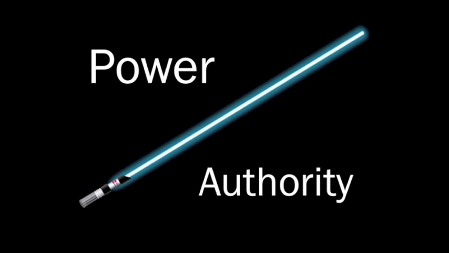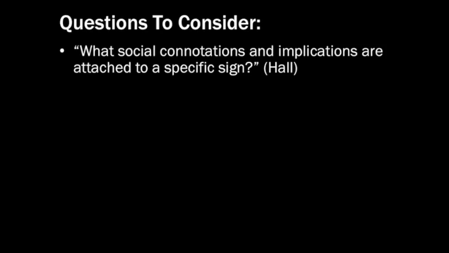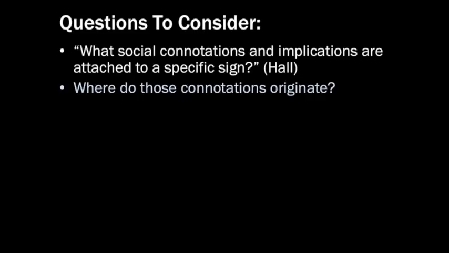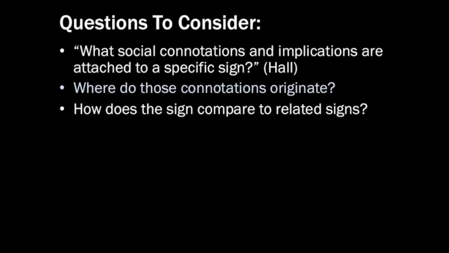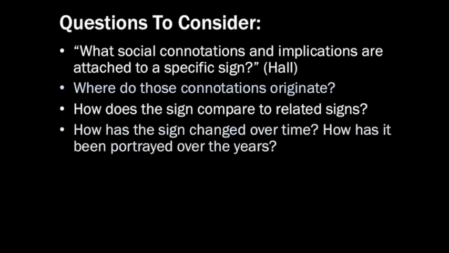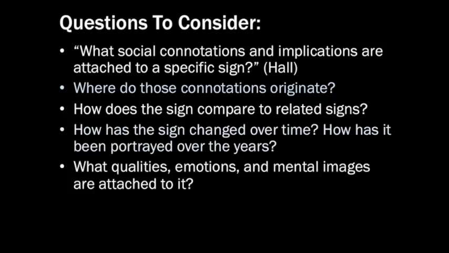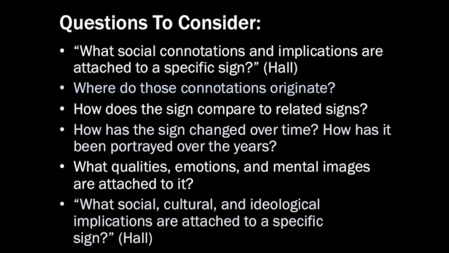Here are a few questions you should attempt to answer in your analysis of a sign. What social connotations and implications are attached to a specific sign? Think of various stereotypes and themes that are attached to it. Where do those connotations originate? How does the sign compare to related signs? How has a sign changed over time? How has it been portrayed over the years? What qualities, emotions, and mental images are attached to it? And finally, what social, cultural, and ideological implications are attached to a specific sign?